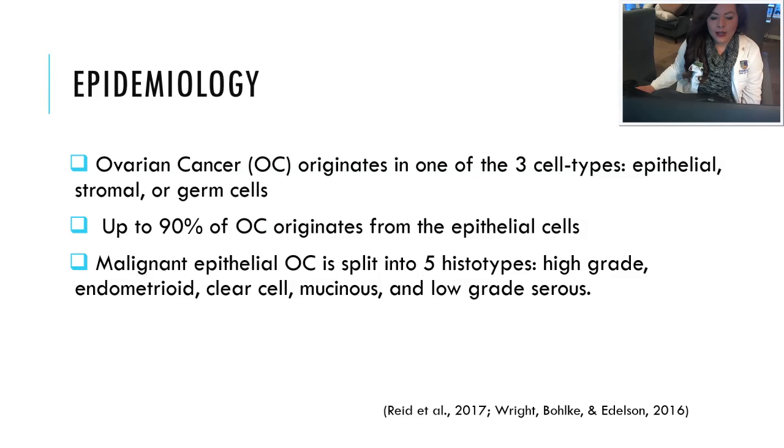Ovarian cancer originates in one of three cell types, either the epithelial, stromal, or germ cells. Up to 90% of ovarian cancer originates from epithelial cells, and malignant epithelial ovarian cancer is split into 5 histotypes: high-grade serous, endometrioid, clear cell, mucinous, and low-grade serous.